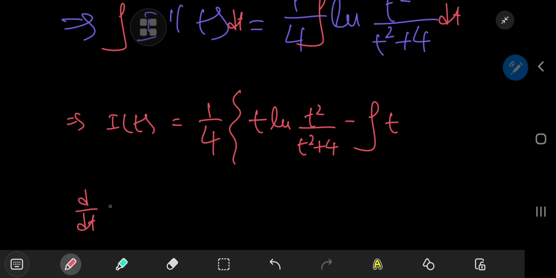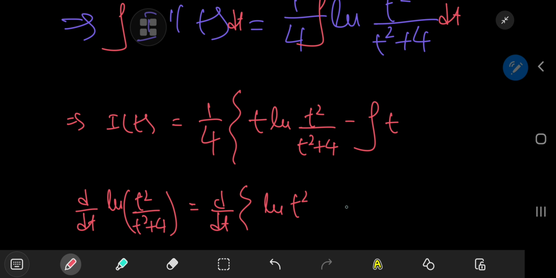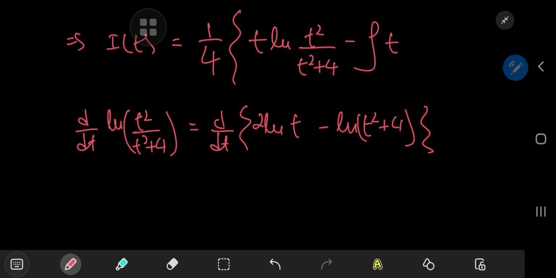So the derivative with respect to t of log t squared divided by t squared plus 4, where again I can simplify things quite nicely, or make the differentiation much more efficient, by just using the properties of the logarithm, right? So we have a bunch of stuff here, and we've got 2 by t minus 2t divided by t squared plus 4.